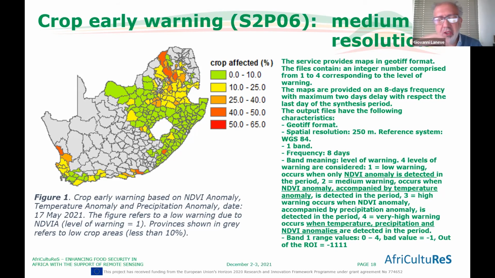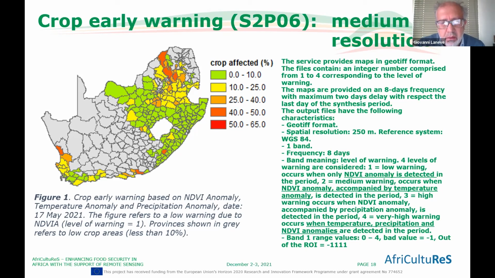It is of course in GeoTIFF format, so it's georeferenced, and you can put it in your own GIS system. It is provided every 8 days because it's based on weather data provided by our partners and satellite data coming from MODIS. And the different levels of warning are described here.